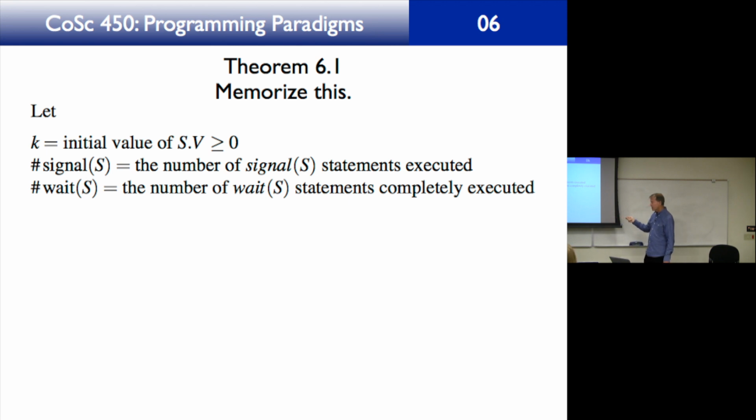Now look at here, you guys. It's not the number of wait statements executed, it's the number of wait statements completely executed. Now when we have a prime, like when we had P2 prime, what did that mean?